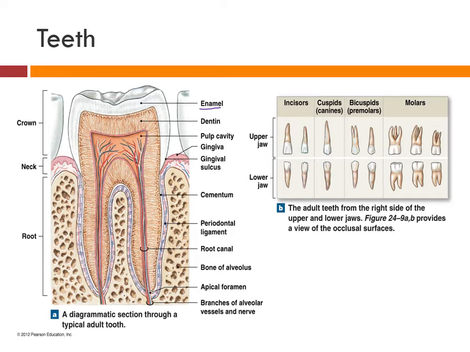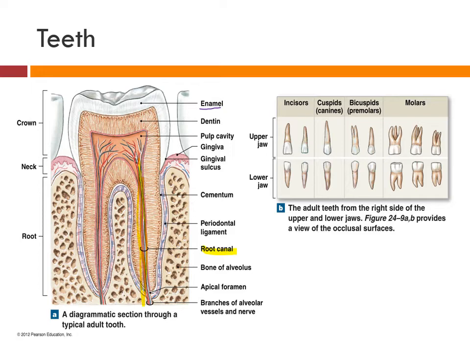Down toward the bottom of the tooth, we have the root canal. So that's the actual canal in the root. Here is sort of the delineation between the root of the tooth and the crown of the tooth. The root is inside the bone. The crown is the part that's sticking out that we can see. So the root canal is this canal that the blood vessels and nerves are traveling through.